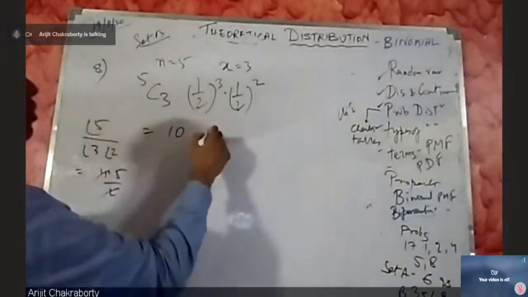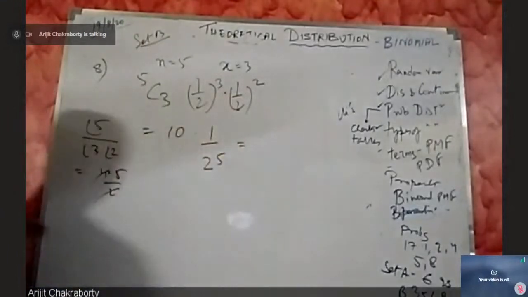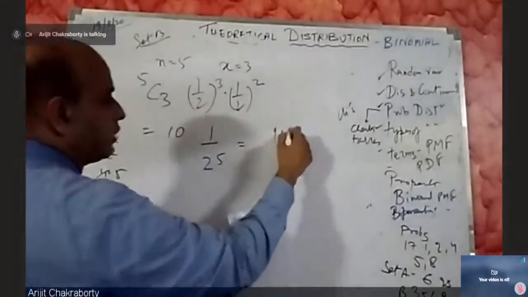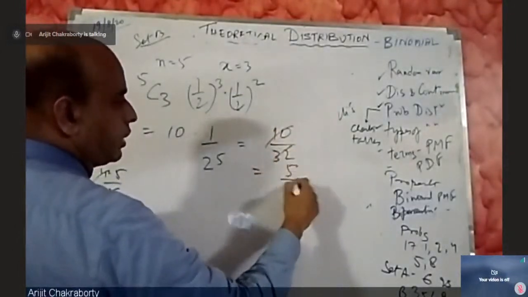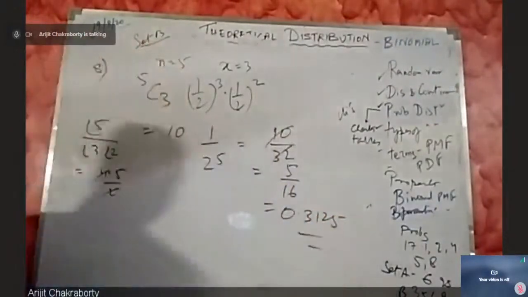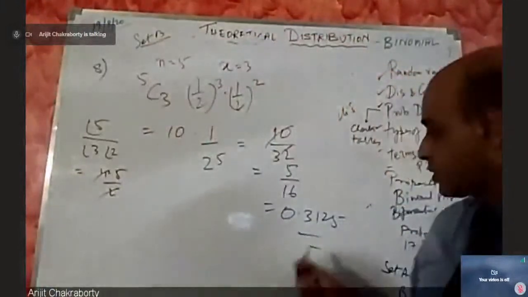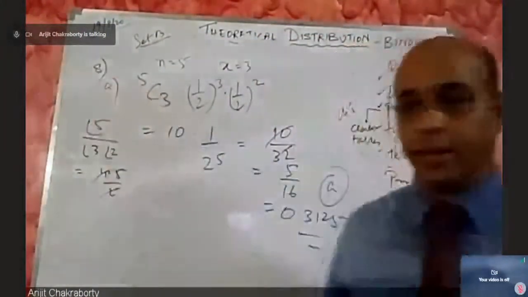10 into 1 by 2 to the power 5. So 2, 4, 8, 16, 32. So 10 by 32. That is, again, we get 5 by 16. So 0.3125. This is the answer which I am getting. Let's see the options. Yeah, we have this answer in option A. So we will tick A, 8A.